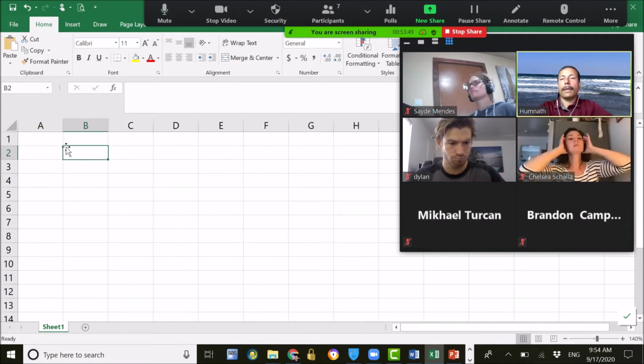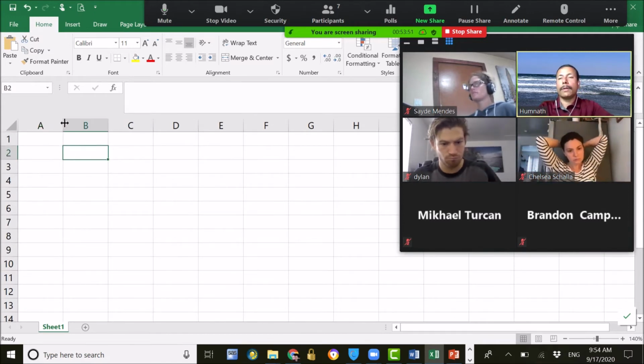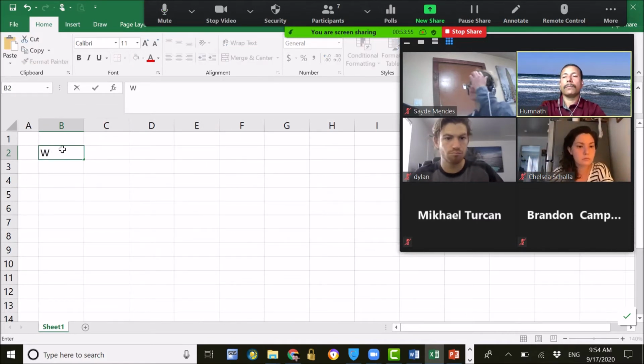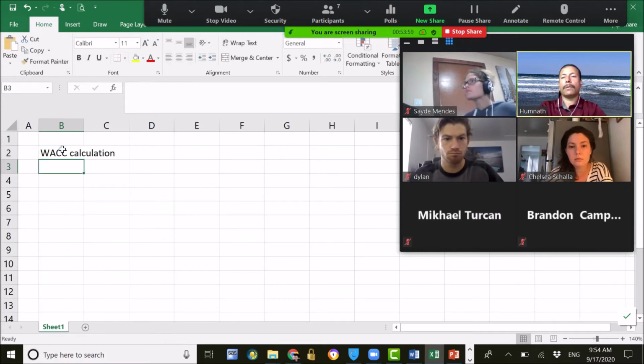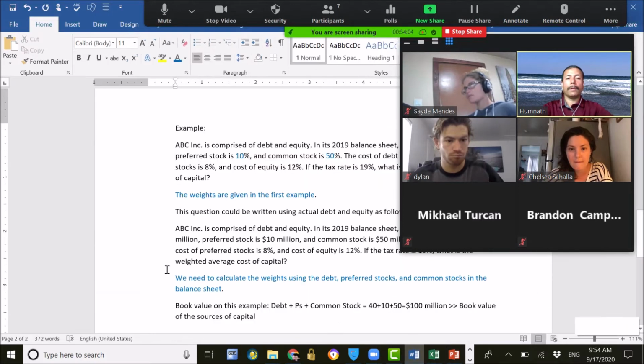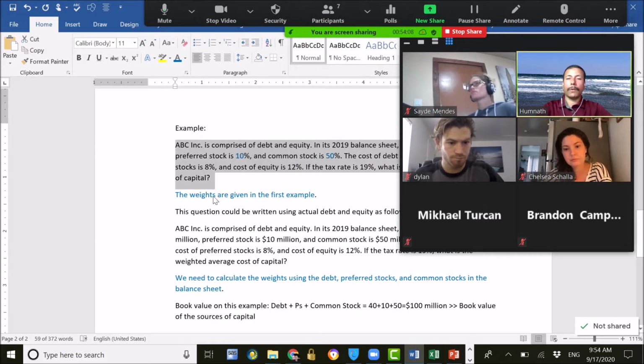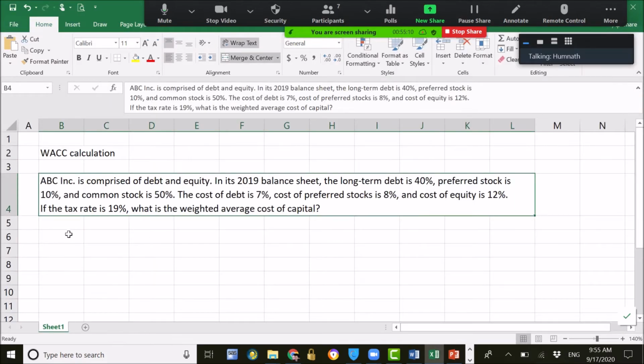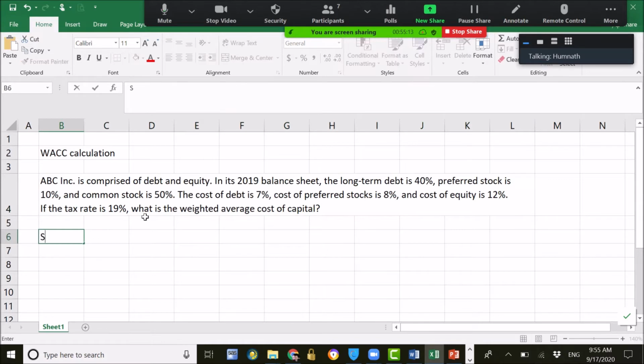Okay, and I'm gonna call this one cost of capital, WACC calculation. All right, let me bring the question. Let me bring this one here, and I'm gonna solve both actually for you. So it's just the weighted average cost of capital.